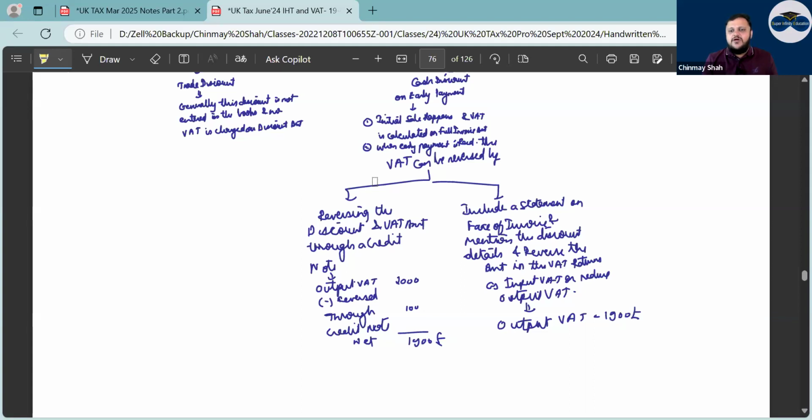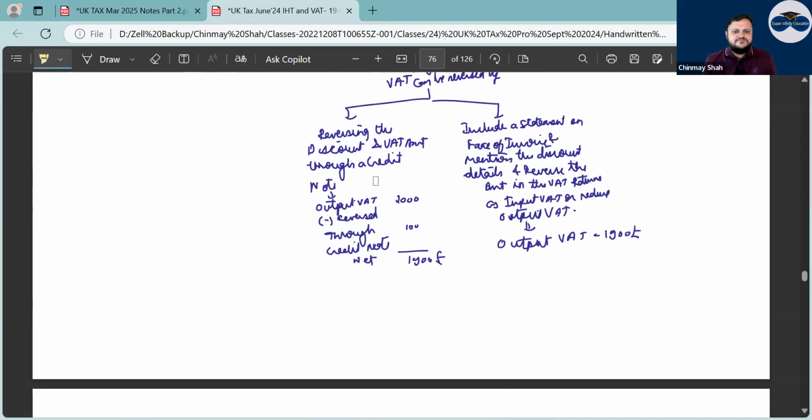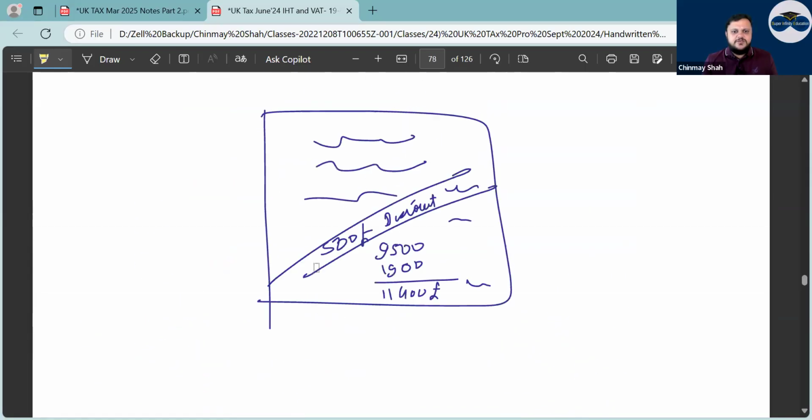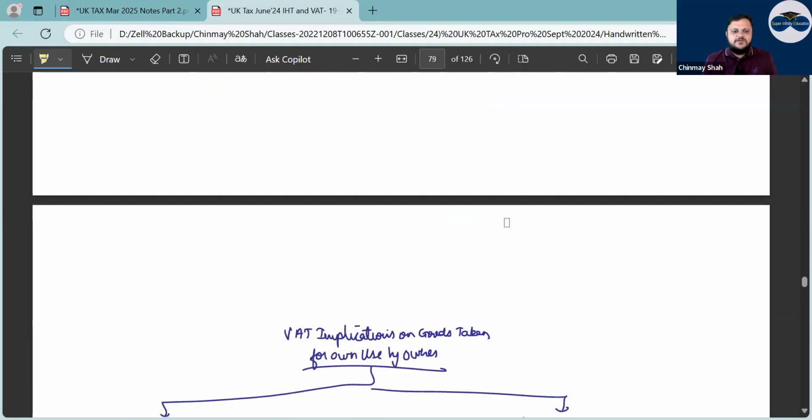Through credit note, correct? Or include a statement on the face of the invoice. Or you do what? On the invoice you mark that boss, I had given the invoice of $100, but only $90 is paid. So the revised VAT is $90 into 20%, $18, correct? Have a look, makes sense. Then going ahead, like this, you write on the face of it that the discount is given, and this is how VAT will work out.